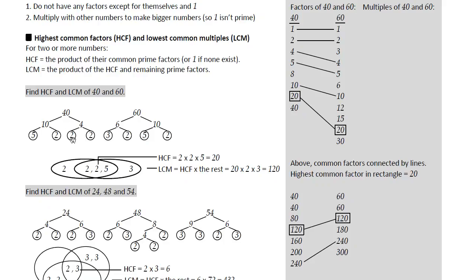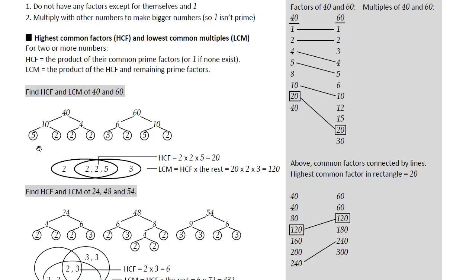Remember, you can do it any way you like. You always get the same leaves at the end. So I chose 10 and 4. 10 times 4 makes 40. Then I have to split the 10. Well, 5 times 2 makes 10. And I can't split 5 because only 5 times 1 makes 5.